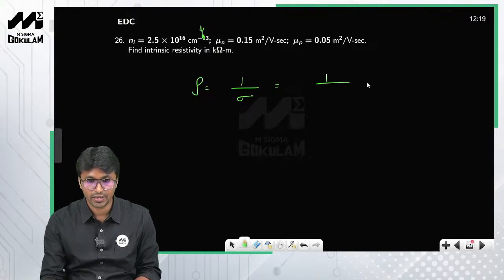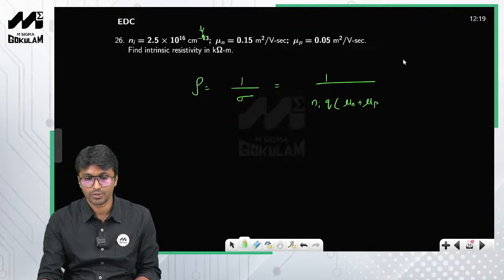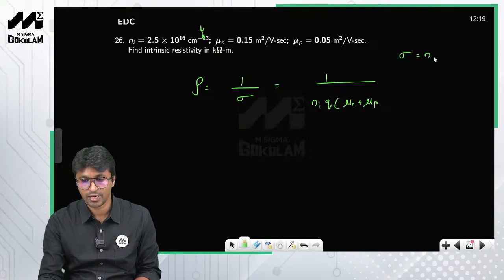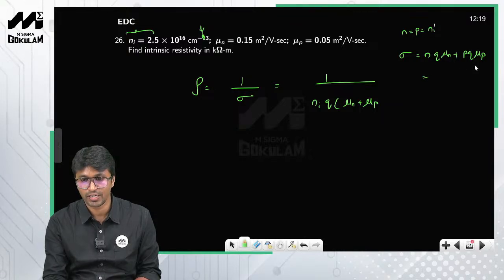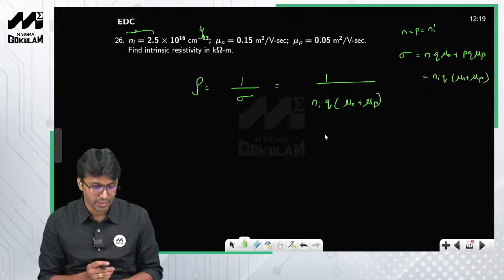So what is conductivity? Conductivity is n q mu n plus p q mu p, but they have asked for an intrinsic semiconductor. Therefore, n is equal to p is equal to ni. So I will take ni into q common, times mu n plus mu p. That is how you get this.